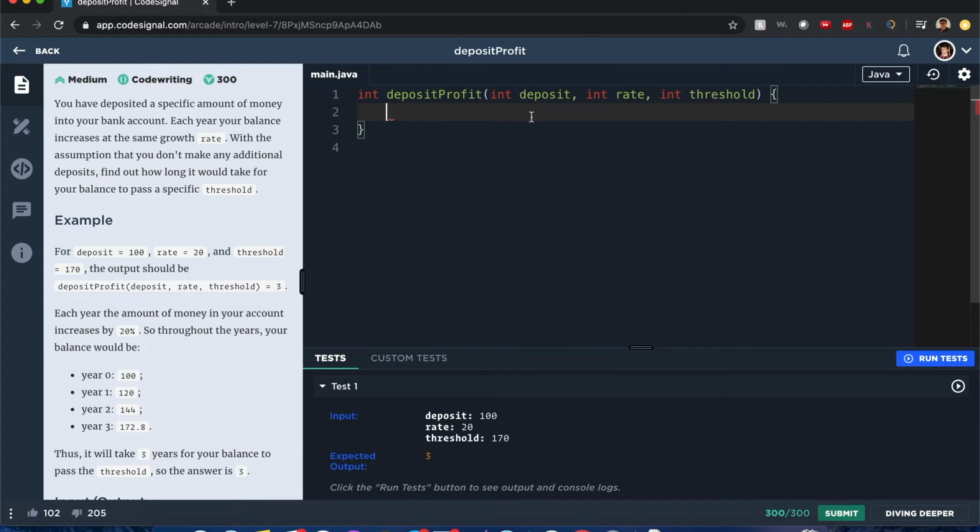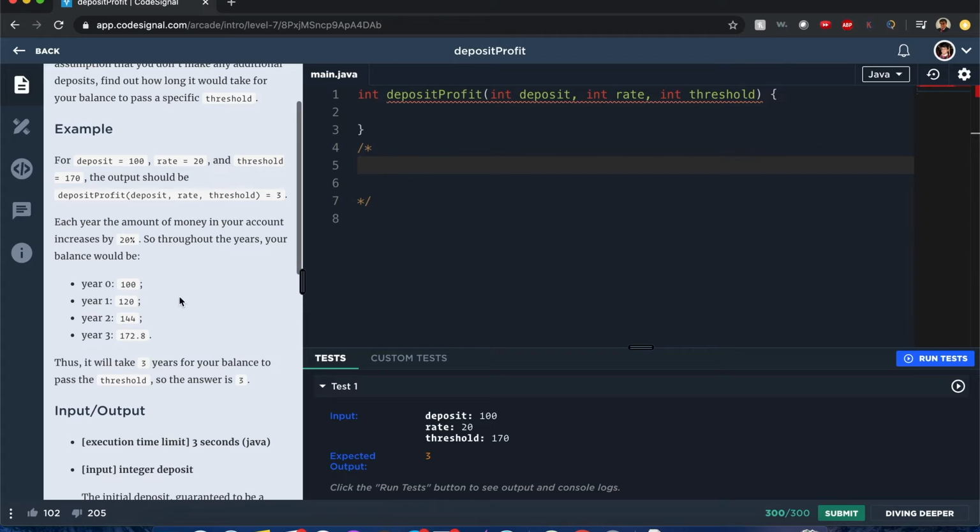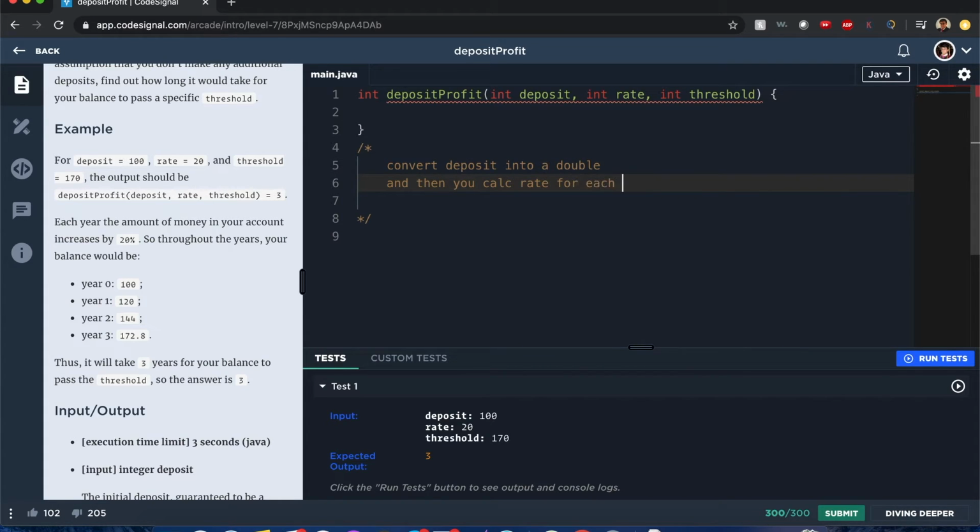By the way, something important to notice. Instead of rushing through this, you usually should write out an algorithm and solve it, so I'll do that as good practice. When comparing to the threshold, each time it increases you have to check against the threshold amount. It's going to be a double value, so these int values are not going to be useful. You want to convert your deposit to a double, then calculate the rate for each year, and you're going to need a year counter. You also need to convert the threshold into a double so that you can compare it.